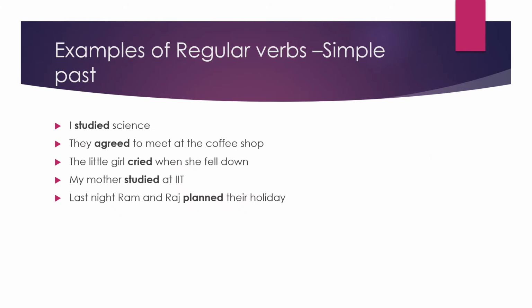Now let us see some examples of simple past tense with regular verbs. I studied science. They agreed to meet at the coffee shop. The little girl cried when she fell down. My mother studied at IIT. Last night, Ram and Raj planned their holiday.